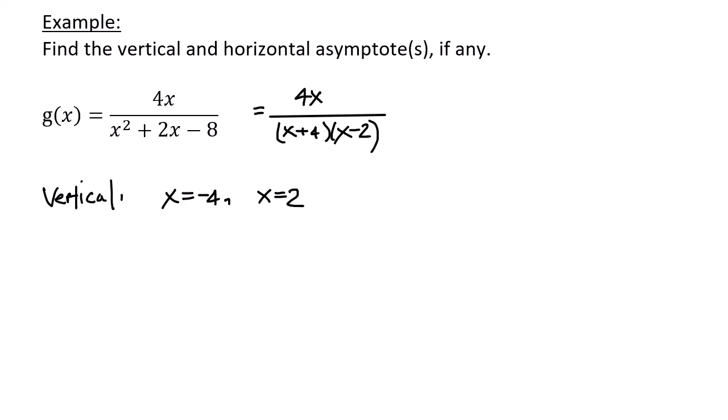So let's reconsider the example we've already looked at. g of x is 4x all divided by x squared plus 2x minus 8. And we found the vertical asymptotes, x equals negative 4 and x equals positive 2. Now, are there horizontal asymptotes? The degree of the numerator, n, is equal to 1, isn't it? And the degree of the denominator, 2, is equal to m. Since n is less than m, the degree of the numerator is less than the degree of the denominator, the horizontal asymptote is the line y equals 0, which is the same as the x-axis.